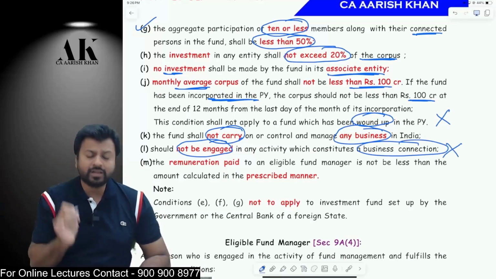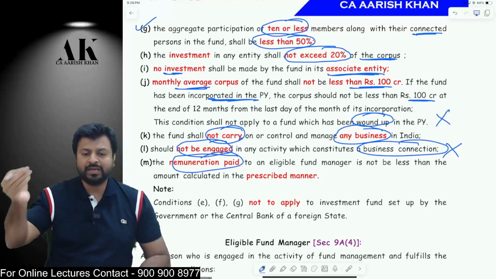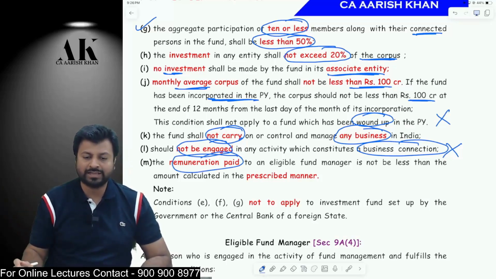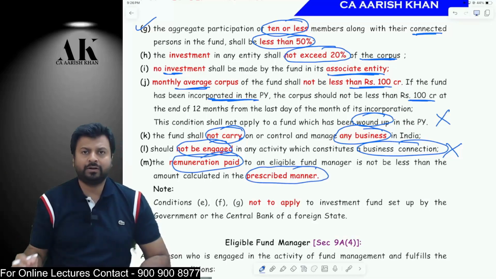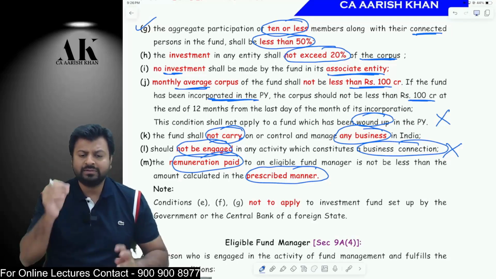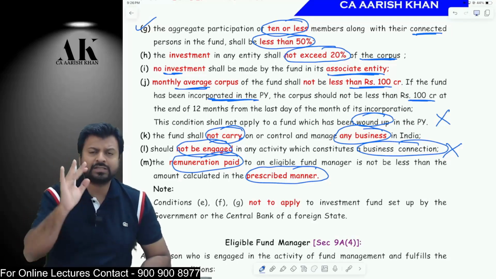Okay. And the remuneration paid to the manager. The fund has to pay a fixed remuneration to the manager. That remuneration should not be less than the prescribed amount which the government will prescribe. Okay, whatever the government prescribes, the fund has to pay that much remuneration to the manager.